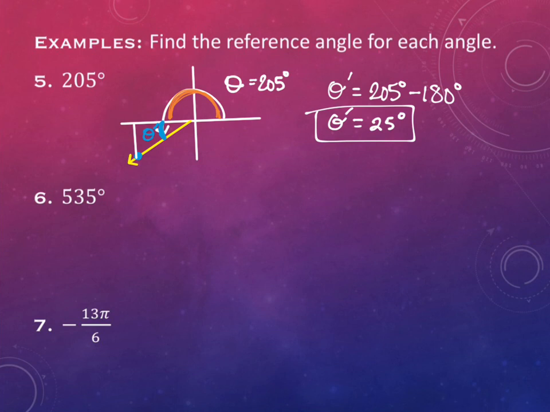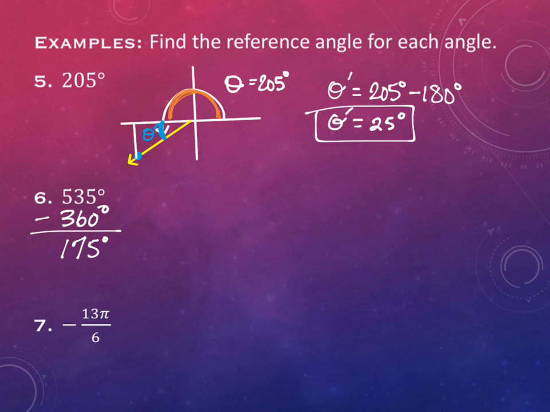Okay, 535. You got to subtract 360 to start. That's the first thing. We got to have a number between 0 and 360 to draw the first picture to begin with. So we're going to subtract 360 from the very get-go. If I subtract 360, I will find a coterminal angle with this. And what is 535 minus 360? 175. Okay, very good. 175.